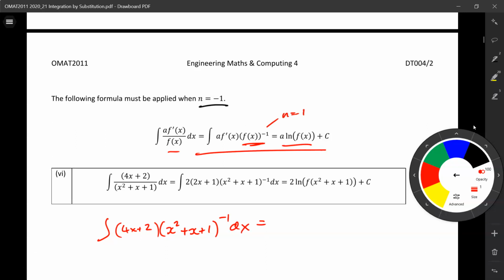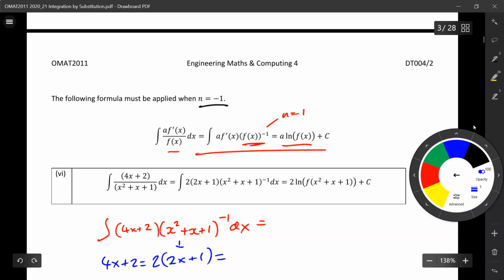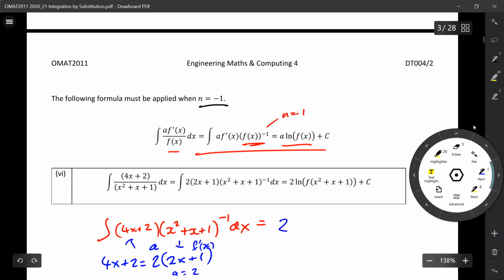That's equal to a. Now, first of all, what is a? Well, if I look here, the derivative here is 2x plus 1. And I have to multiply that by 2 to get 4x plus 2. So my multiplier there, a, is equal to 2. So you get the derivative, and what you have to multiply that derivative by to get the other function. That's the methodology you're using. So in this case, a is equal to 2 times the log of x squared plus x plus 1. And that's it, plus your constant of integration.